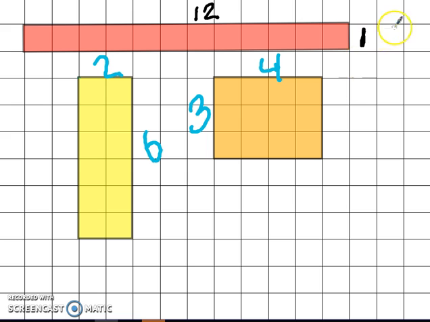Well, I've done 1 group. I've done 2 groups. I've done 3 groups. 4 groups is already done for me. Look at it right here. 1, 2, 3, 4. So 4 groups is already done.